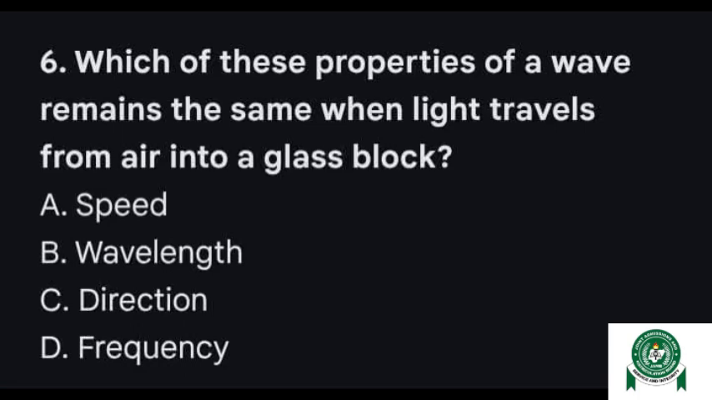When a wave, either light or sound, moves from one material to another, it usually changes speed and its wavelength changes. However, the frequency, which is the number of vibrations per second, stays the same. Take note that frequency is the number of vibrations per second. The frequency is determined by the source that created the wave. Once the wave is born, its frequency never changes. So no matter what material it passes through, the frequency remains the same. Hence, the property of a wave that remains the same when light travels from air into a glass block is the frequency.